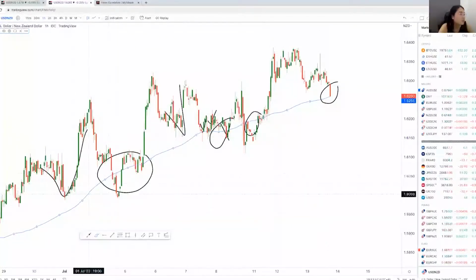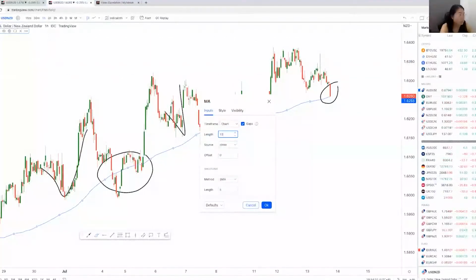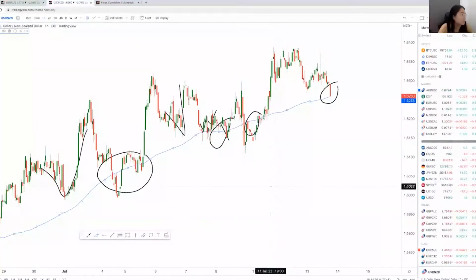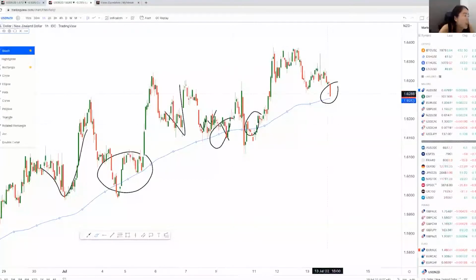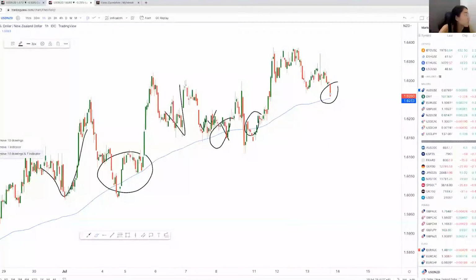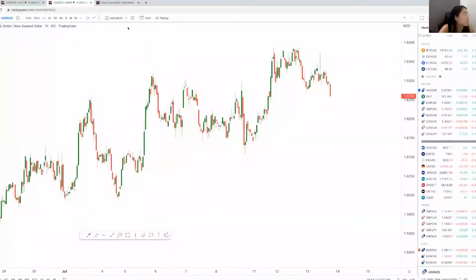Okay, 100 is not the setting as well, maybe 120. Okay, 120 looks like a little bit better setting, right? It looks like a little bit better setting. We need to find the best settings for the charts. Why? Because we are using this to get our entry, right? You know what I mean? We are using this to get our entry.